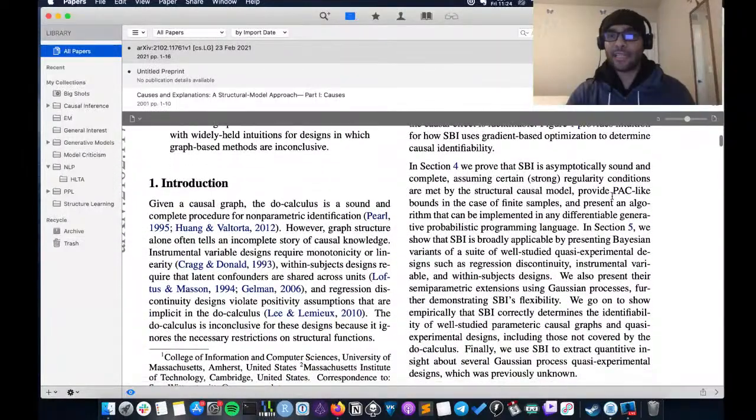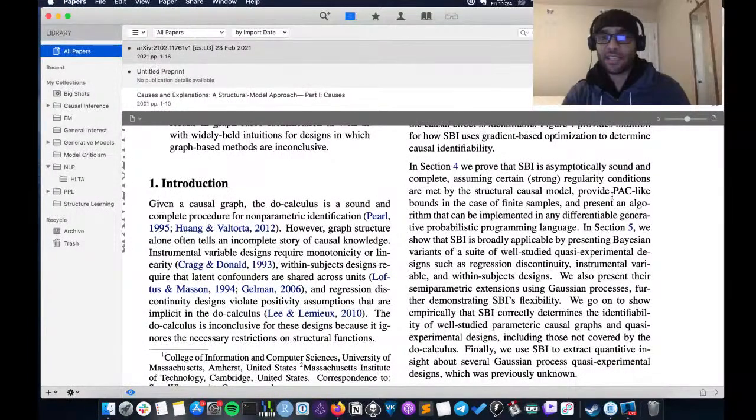In Section 4, we proved that SPI is asymptotically sound and complete. Right, so they got proofs. Assuming certain strong regularity conditions are met by the structural causal model, we provide PAC-like bounds in the case of finite samples, and present an algorithm that can be implemented in any differentiable generative probabilistic programming language. In Section 5, we showed that SPI is broadly applicable by presenting Bayesian variants of a suite of well-studied quasi-experimental designs, such as regression discontinuity, instrumental variables, and within-subjects designs. We also present their semi-parametric extensions using Gaussian processes, further demonstrating SPI's flexibility.